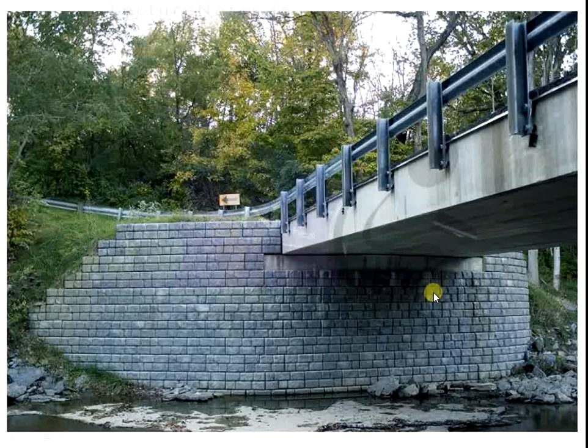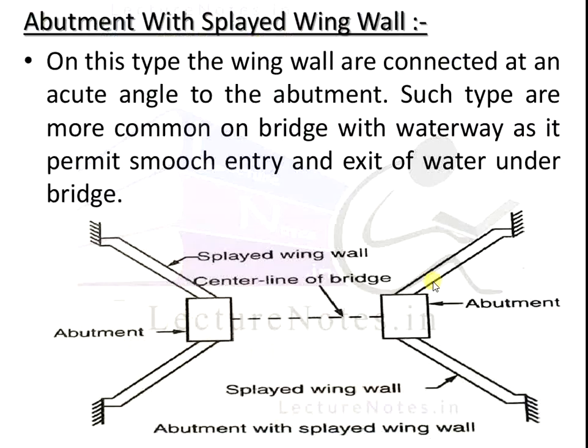This type of wing wall we use only for railway or street crossing, because it is possible to be damaged by the flowing water at the wing wall. Okay. Next, the abutment with splayed wing wall. In this type, the wing walls are connected at an acute angle to the abutment.